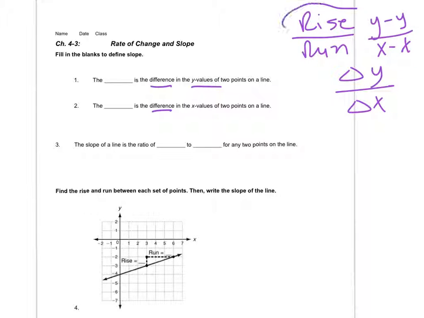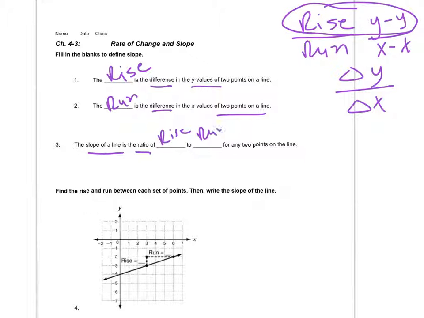Well, if you notice, here's the y value, so that's the rise. So the rise is the change in the y, or the difference of the y values, whereas the run is the difference in the x values of 2 points in a line. Now, the slope of a line is the ratio of rise to run. So it's the ratio of the change in y over the change in x. So when I say ratio, I'm talking about this fraction right here. That's a ratio when you're comparing two items.